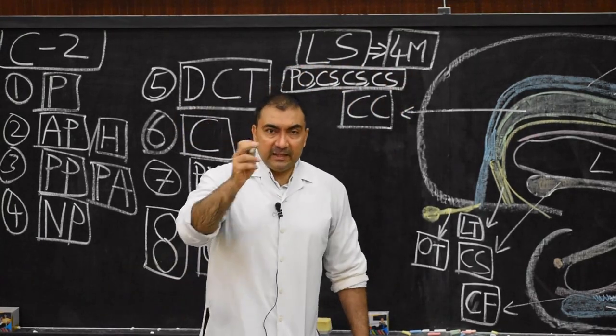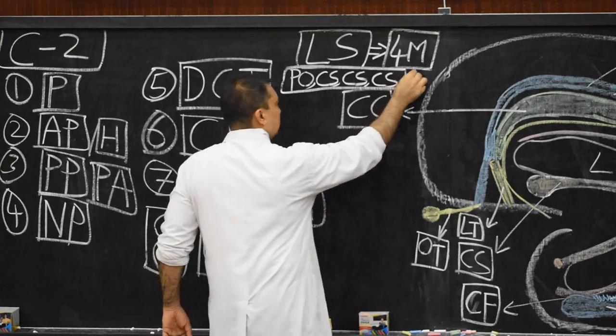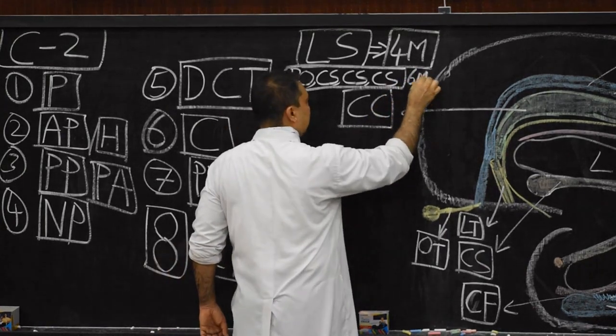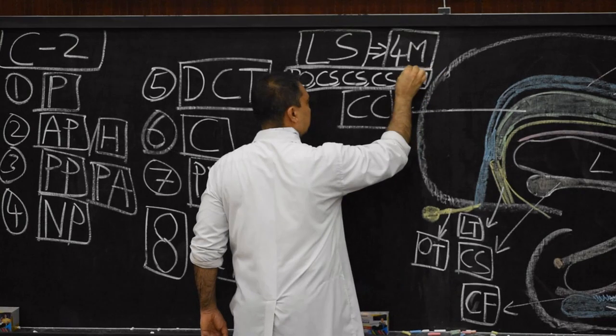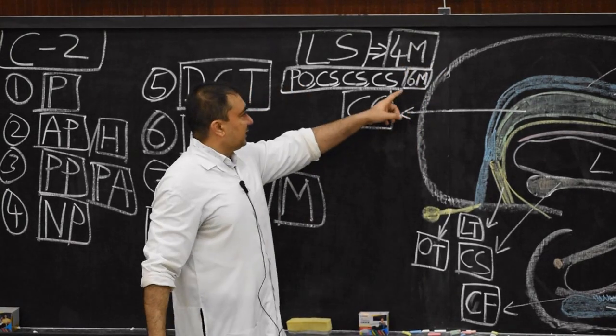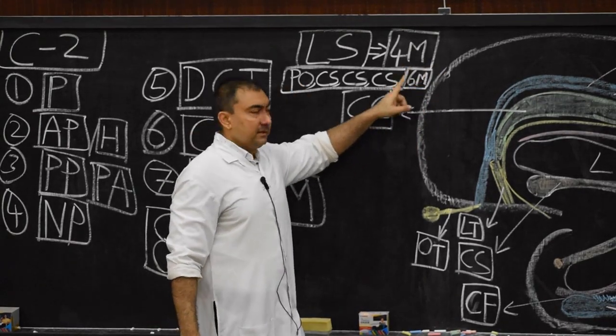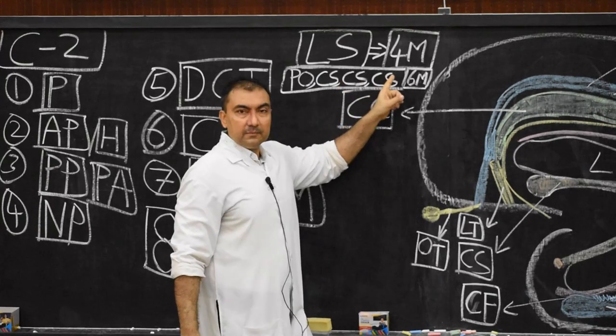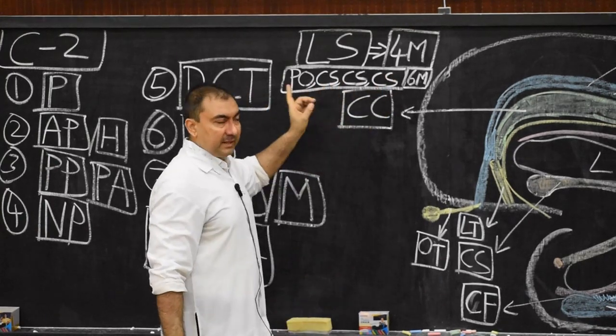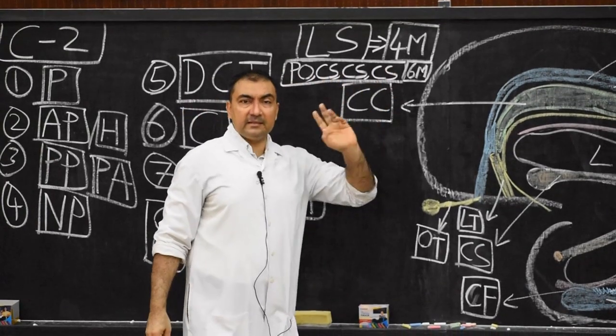So in which time frame? In the 6th month. Here I am writing with small letters. I hope you are able to see it. So in the 6th month, the remaining sulci will develop. I have mentioned the names: parieto-occipital, cingulate, calcarine and the central sulcus.